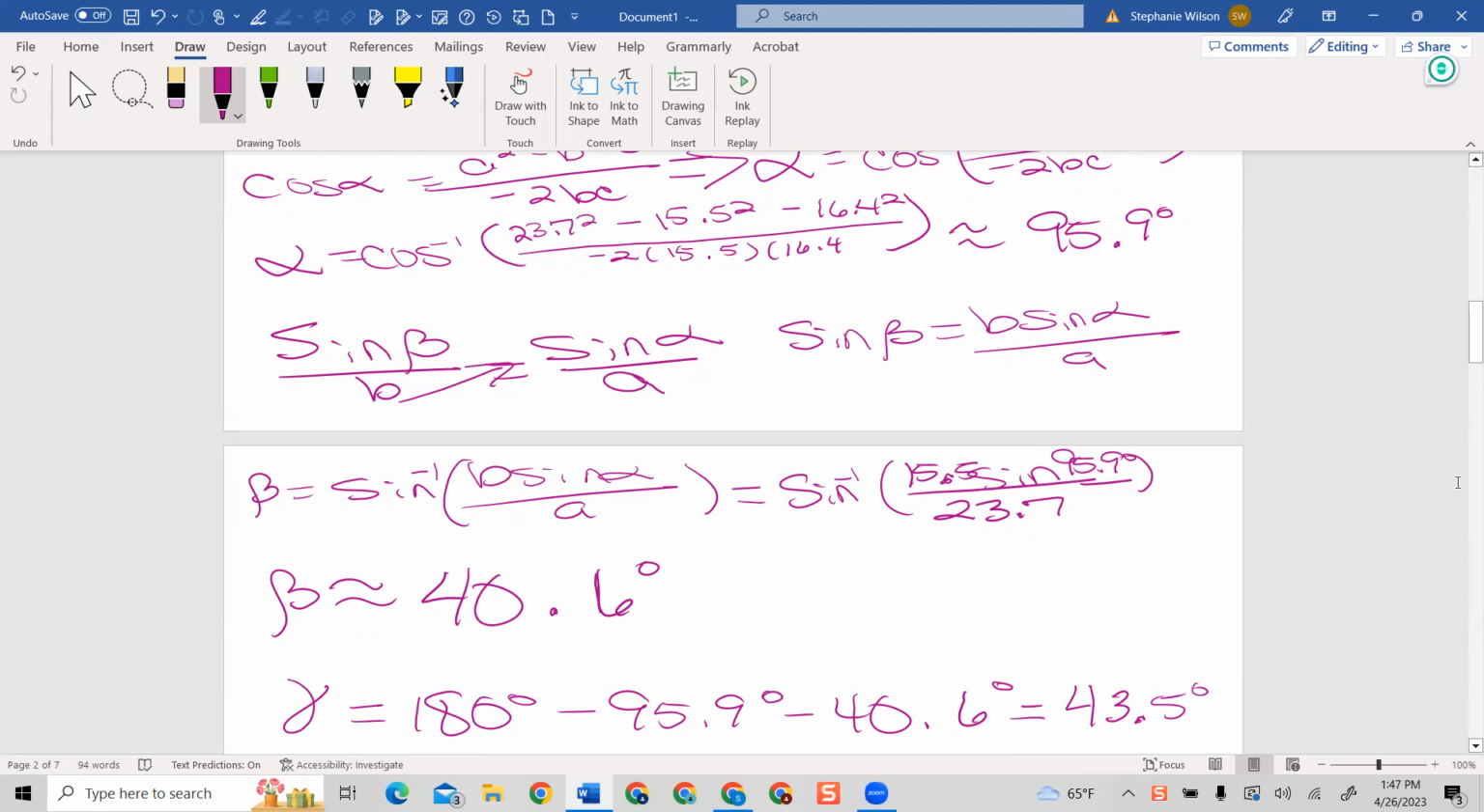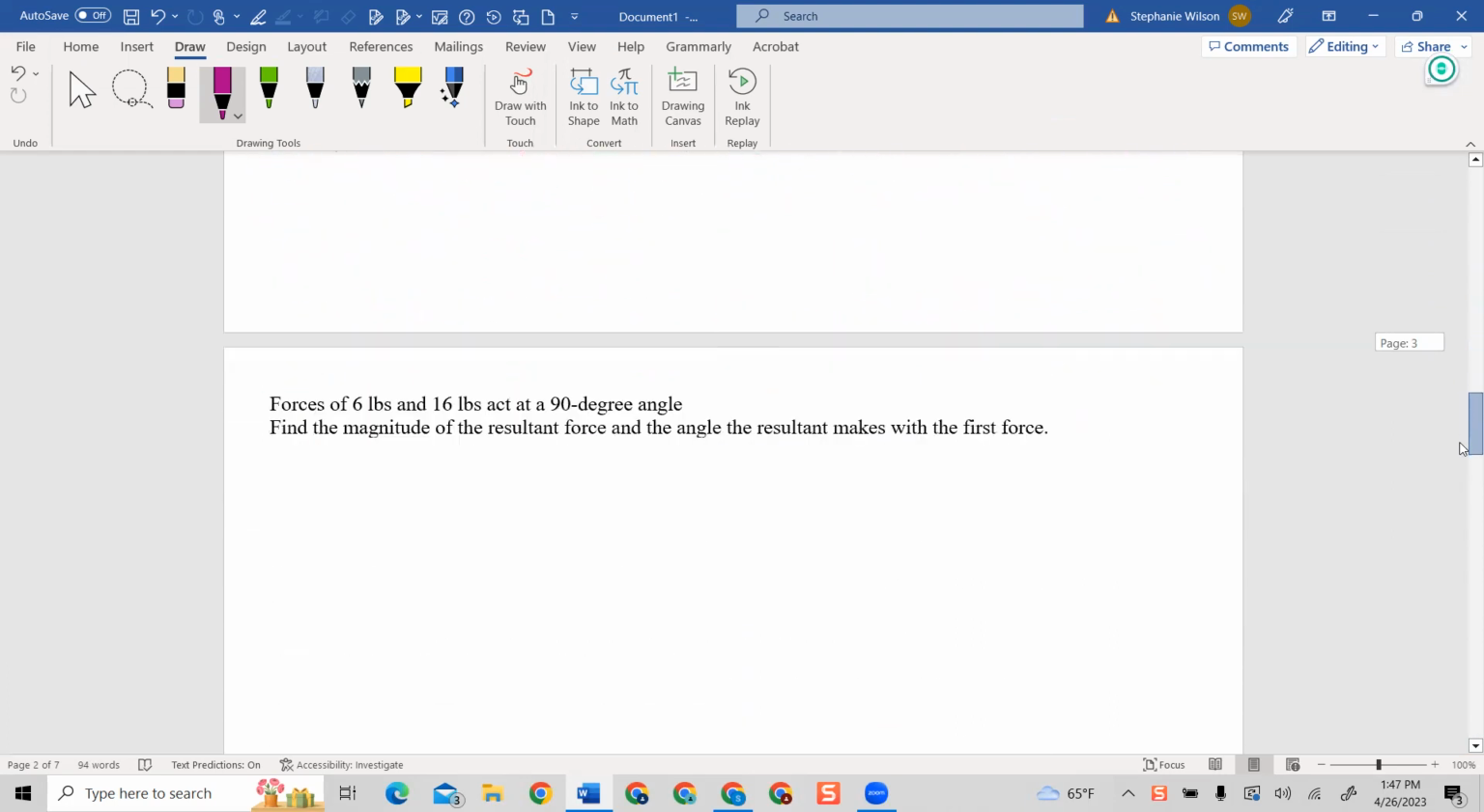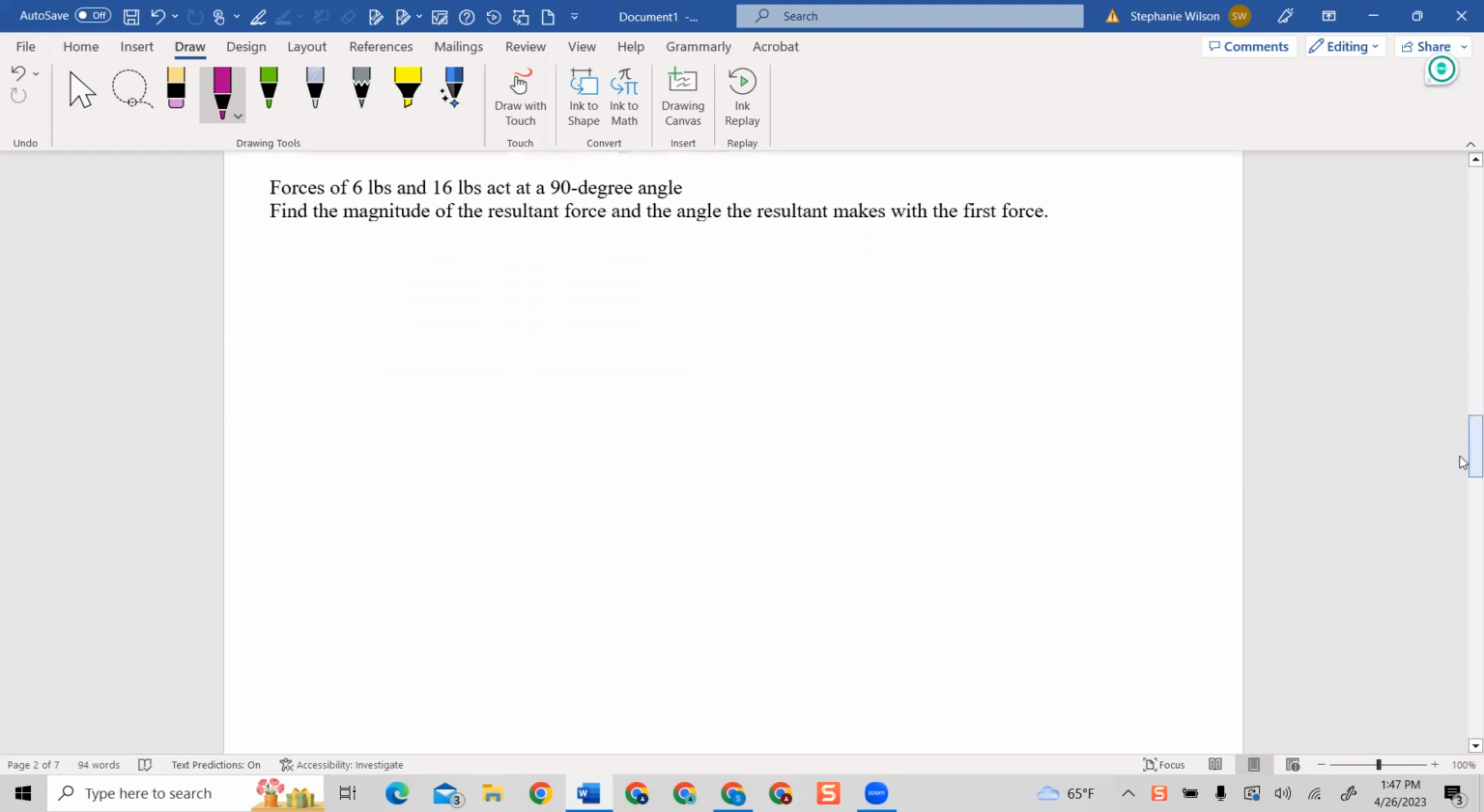Okay, let's move on to our next one then. Our next one says we have a force of 6 pounds and 16 pounds that act on an angle of 90 degrees. We're going to find the magnitude of the resultant force, and we're going to find the angle of the resultant that it makes with this first force.